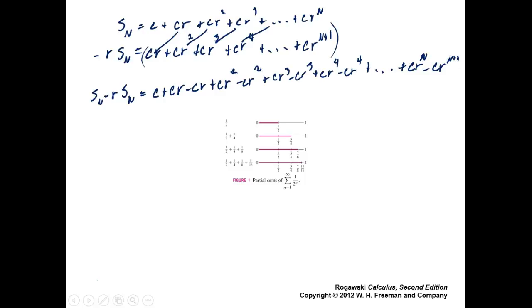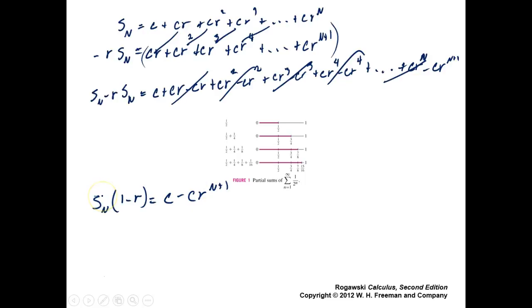All right. Just like our telescoping series before, these two add to 0, those add to 0, those add to 0. This one and the one before add to 0. And what do you have? I'm going to simplify the left-hand side too. It has a common factor of S sub n. S sub n times 1 minus R is equal to C minus CR to the n plus 1, right?